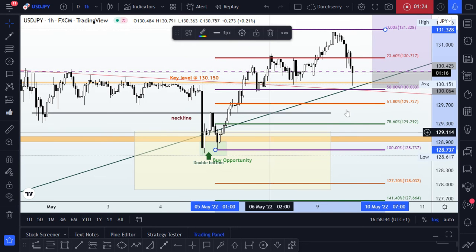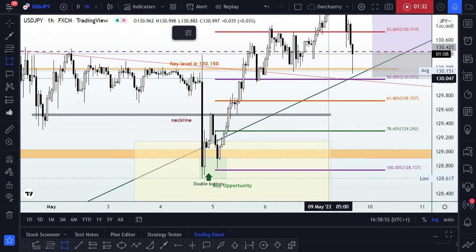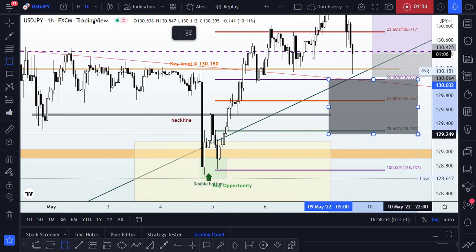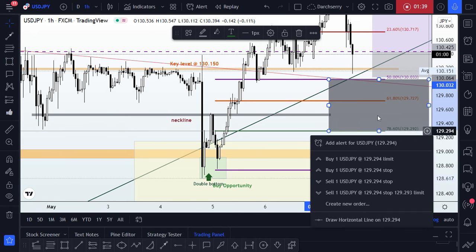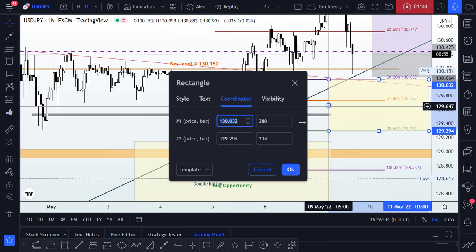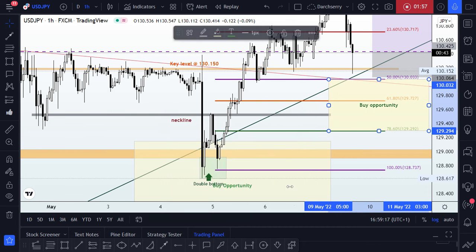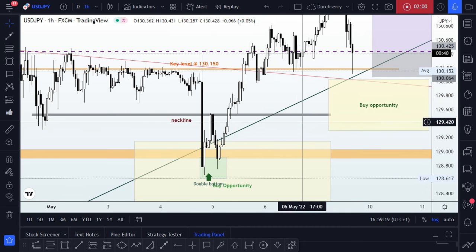So if we pull out our Fibonacci retracement tool and draw out the 50% to 78.6% retracement of the last impulse leg, which I have around here, we will be having something that looks more like this, and we have a new buy opportunity zone around this area. So allow me to label this for clarity's sake, so that we can have a visual idea of what we are expecting on this pair.